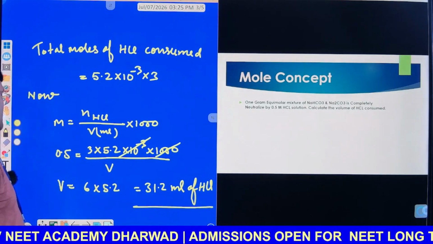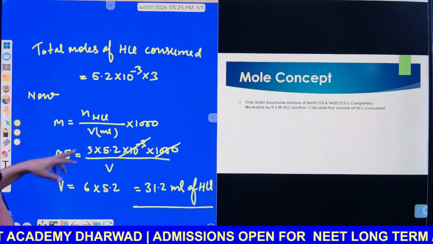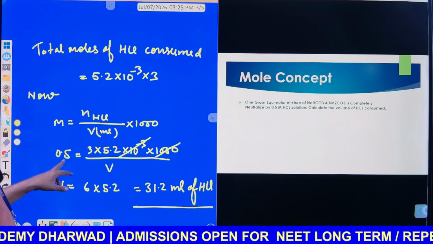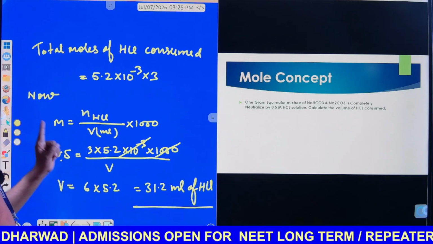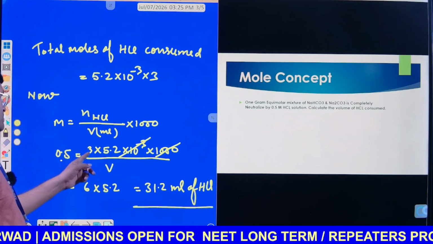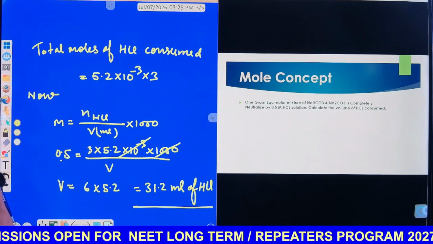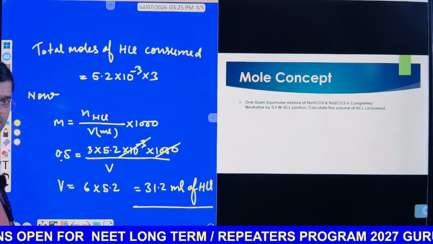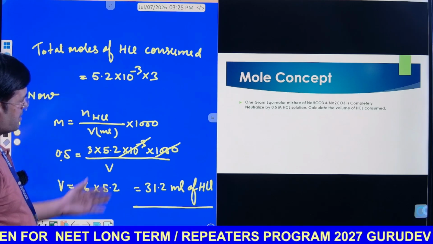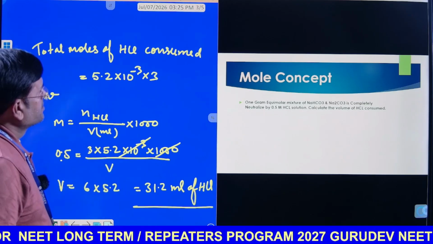This is the answer. Actually the 3 will come here, we will write 0.5 as 1 by 2, so the 2 comes up, so 3 times 2 is 6 into 5.2. Okay, so this is the solution, the volume of HCl required.